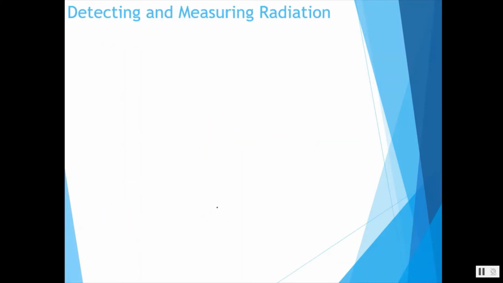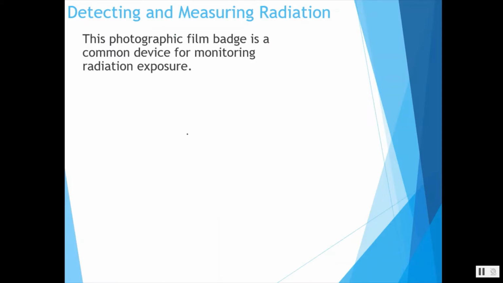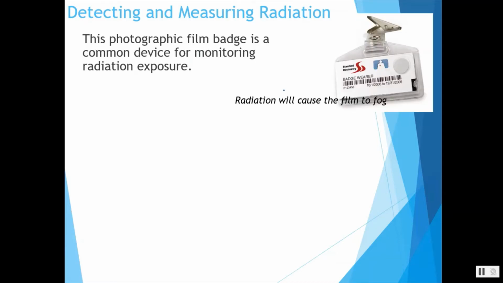How can we detect these emitted radiated particles? Well, they all have energy, and so we can use changes, either chemical or physical changes, in order to measure the radiation. So one of the simplest ways to detect radiation is to use photographic film that, once it comes into contact with those emitted particles, is going to fog.